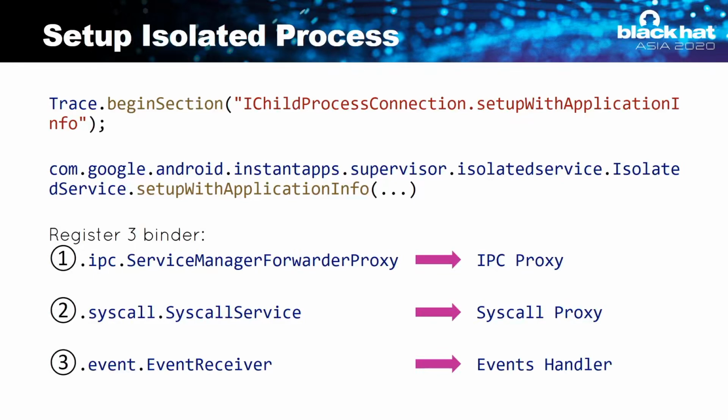Next, I will detail how those proxies work through reverse engineering. First, you can find the setup process by a system lib named setup with application info. During the setup, a supervisor app registers three binders for an isolated process. The first one is named IPC.ServiceManagerForward; I call it the IPC proxy for short. The second one is named syscall.syscallService. That's the syscall proxy we just mentioned. The third one is named Event Receiver, used for event callback.